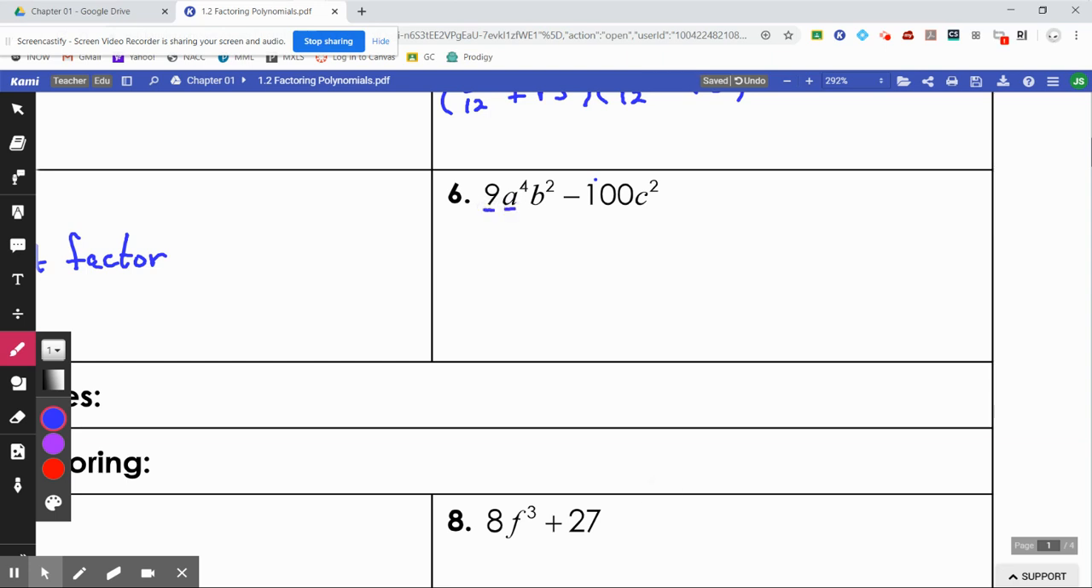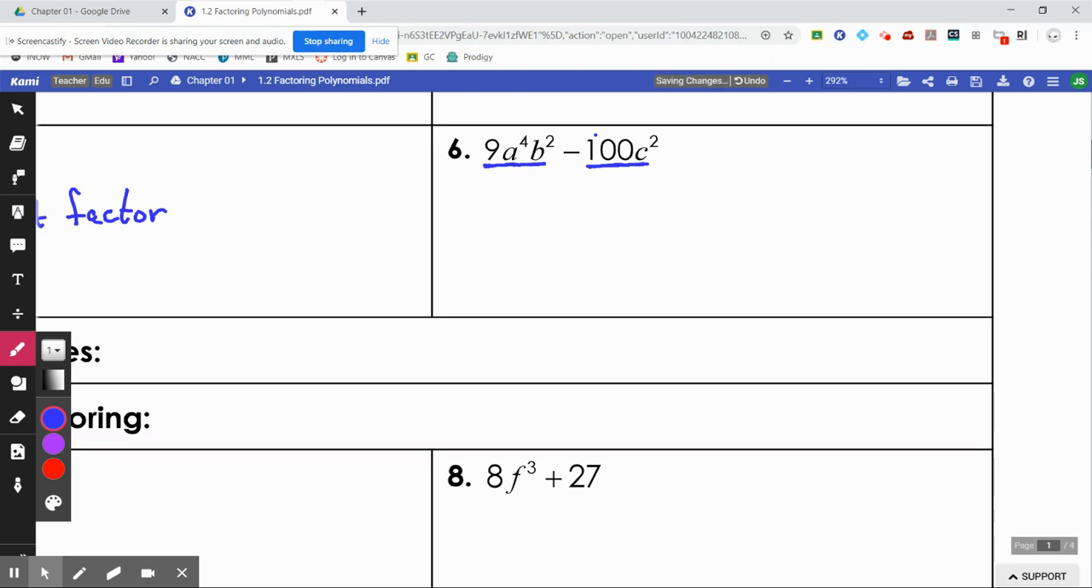3 times 3, a squared times a squared, b times b. So this would be 3a squared b times itself. 10 times 10, c times c. So this would be 10c times itself. So that is, since it's subtraction, a difference of squares. It factors into conjugates, so plus and minus.